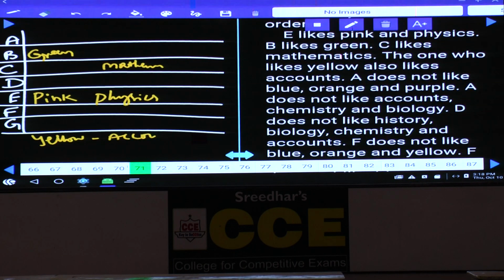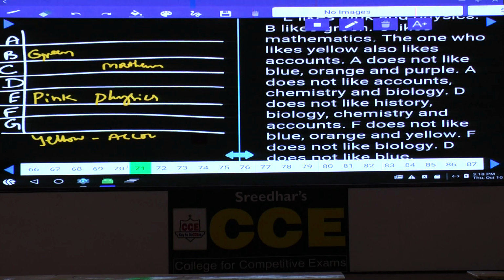As of now we cannot represent the data here. A does not like blue, orange and purple. Blue, orange and purple are ruled out, and green and pink were also ruled out. Now 5 colors were ruled out. We are left with either yellow or red. Then A does not like accounts, so yellow is also ruled out. Of these 7 colors, 6 were ruled out, and we are finally left with only 1 color, that is red.